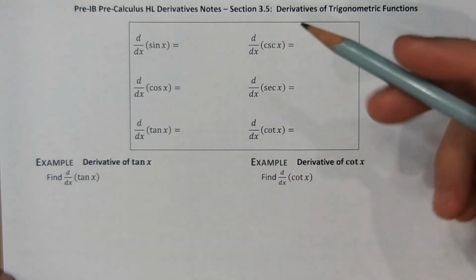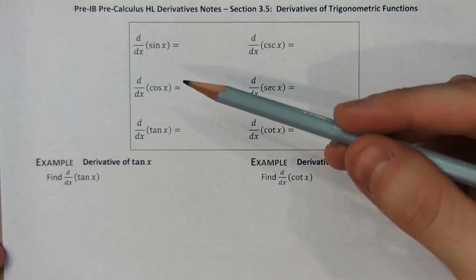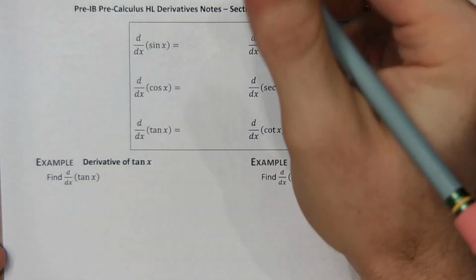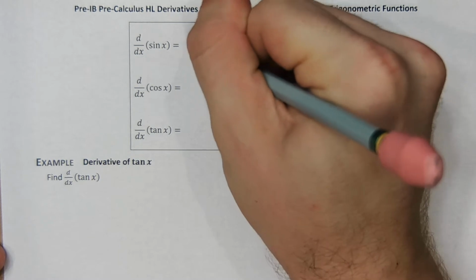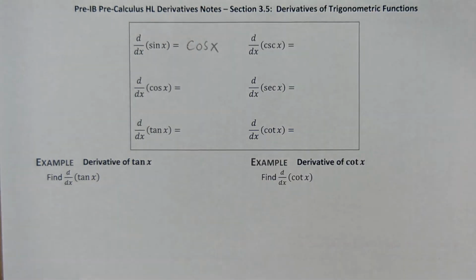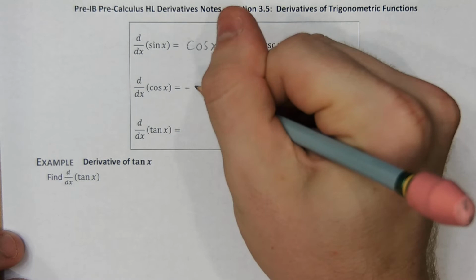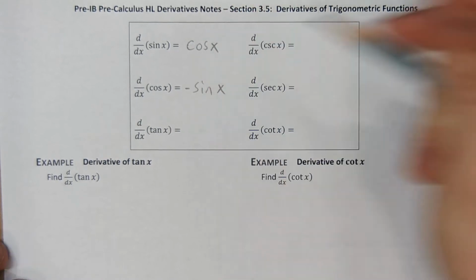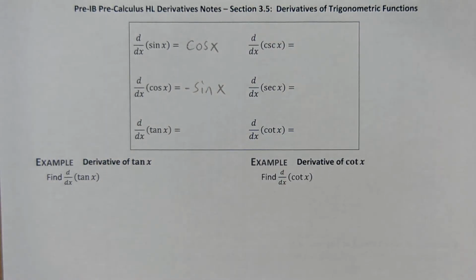Okay, so what is the derivative of sine of x? The derivative of sine of x is cosine of x. Wouldn't it be so cool if the derivative of cosine of x was sine of x? It's not, but it's close. It's negative sine of x.